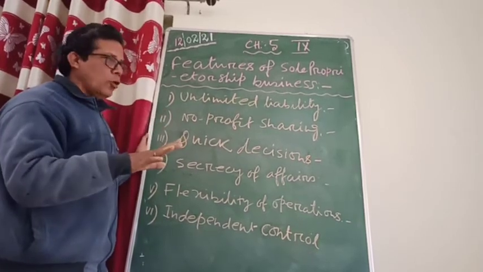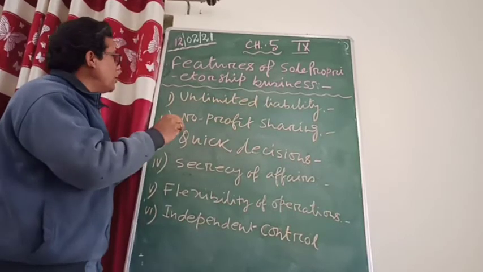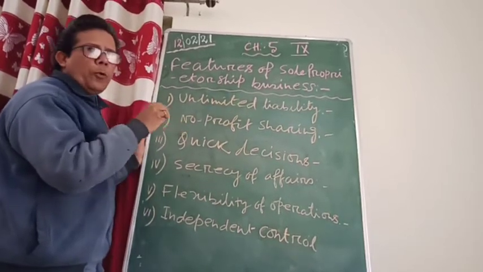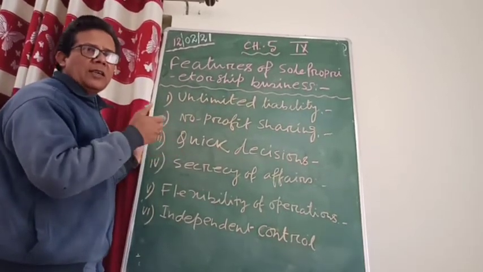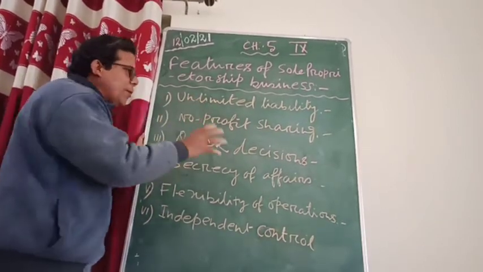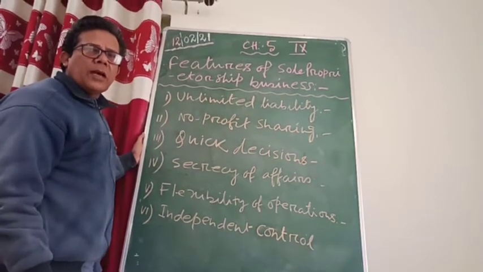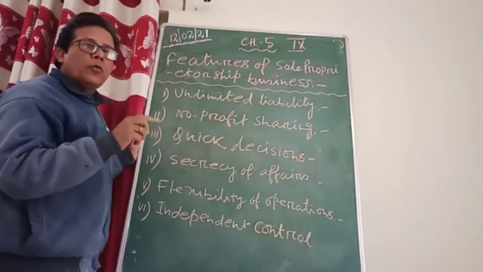I hope it is clear to you, beta. So in today's class, I discussed 6 features of sole proprietorship business. The other day I discussed 3 features. So remember those features. Remember the subheadings. And if you remember the subheadings and understand the meaning of sole proprietorship business, beta, easily you will be able to explain them.